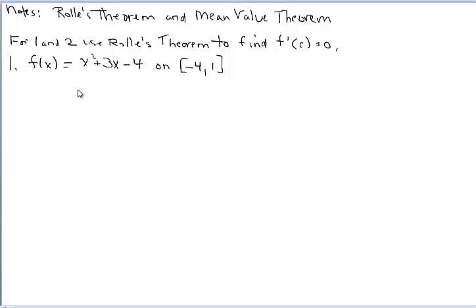So we're going to take a look at some examples for Rolle's theorem and mean value theorem. For 1 and 2, we're going to use Rolle's theorem to find the c value at which the slope of the graph is equal to 0. And all that means is we're going to be finding the x location of where we have a horizontal tangent. So first thing is, for the theorem itself, we have to have a continuous and differentiable curve.